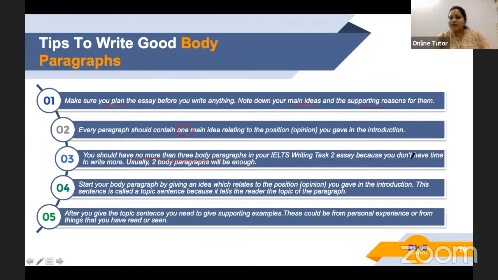Okay. Also, there's a time restriction. You have around 40 minutes to write your IELTS task 2. So usually 2 body paragraphs should be enough. So start your body paragraph by giving an idea which relates to the position you gave in the introduction. This sentence is also called the topic sentence because this gives an idea to the reader about the topic of the paragraph. And then you add supporting details further.